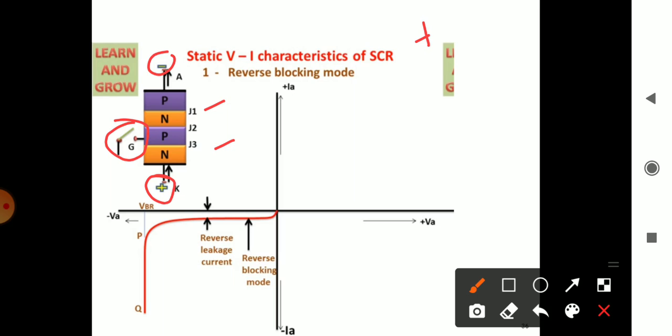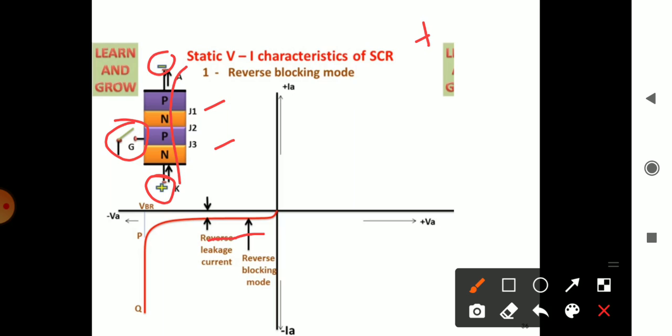So J1 and J3 are reverse biased and J2 is forward biased. When J1 and J3 are reverse biased, the depletion layer is more and is not broken in J1 and J3. A small amount of leakage current will flow through this SCR, but in the reverse direction.